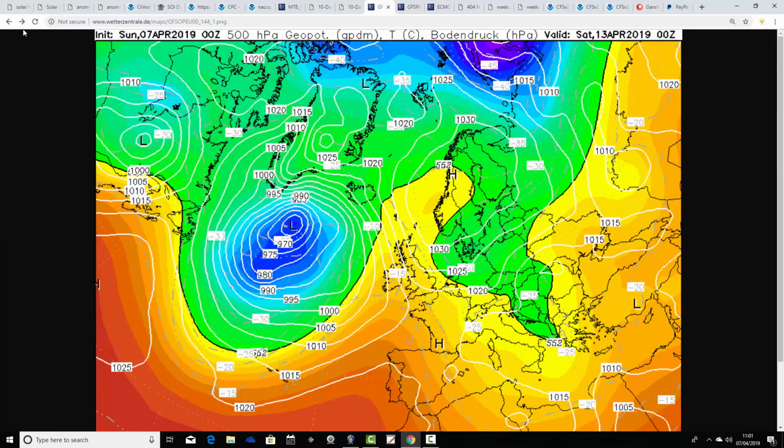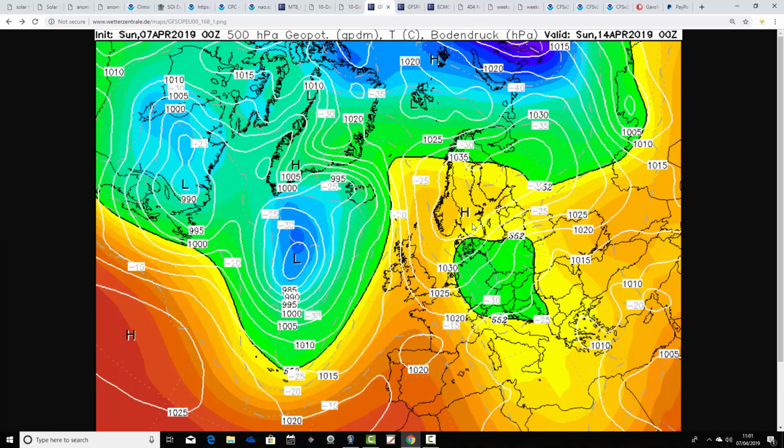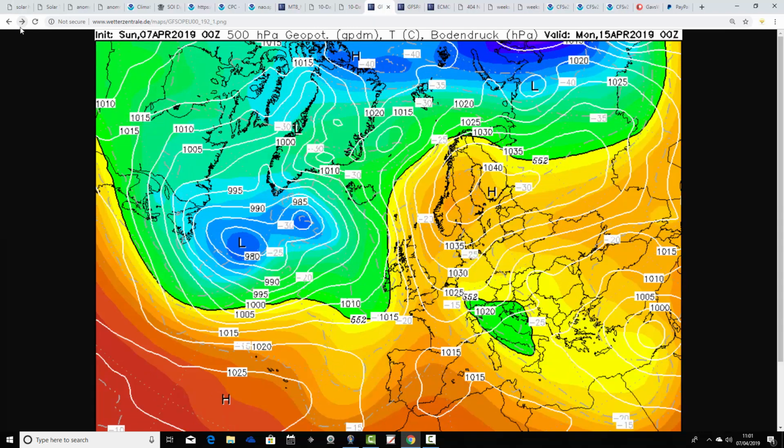Next weekend, a proper battle taking place. We've got high pressure over Scandinavia, low pressure in the Atlantic. They're fighting it out. It looks as though we keep the winds generally from a southeasterly direction, so reasonably mild potentially next weekend, with any rain restricted really to the far north and western part of the country.